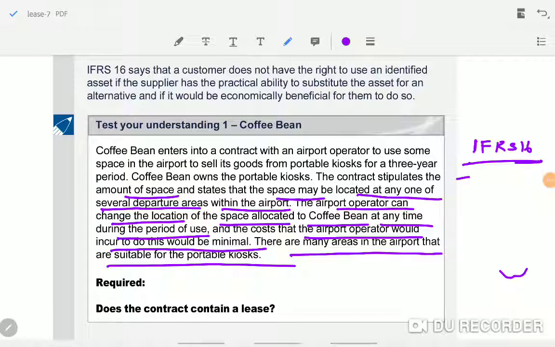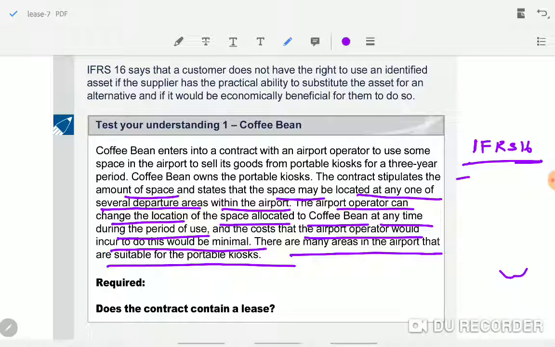So he can give the space anywhere in the departure area, and he has a right to do so, and he's doing it with minimal cost. So we can say we couldn't identify any underlying asset in the contract. The asset is basically here the space, and this is located at any of the departure areas. Okay, so no particular space. So what you can say, and this is done by the airport operator, and it must be beneficial for him. Economically, it will benefit him.